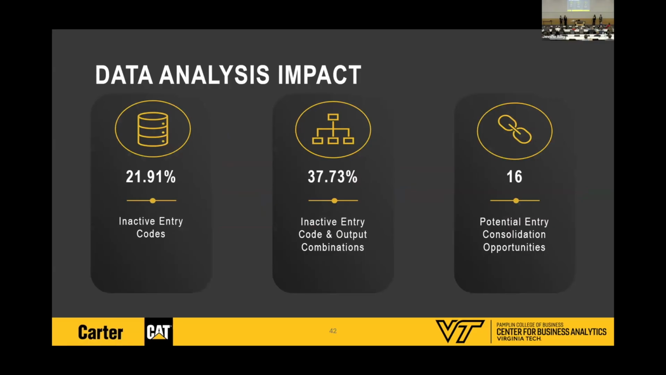When analyzing the distinct entry codes, we identified about 22% of that total as inactive, meaning they have not been used in the past 3 years. When looking at the entry code and output combinations, we found that about 38% of those were inactive based on that 3-year mark. And finally, we found a total of 16 potential full entry consolidation opportunities. Those represent the strongest candidates for further review. Now I'll pass over to Kelsey to walk us through the governance plan.